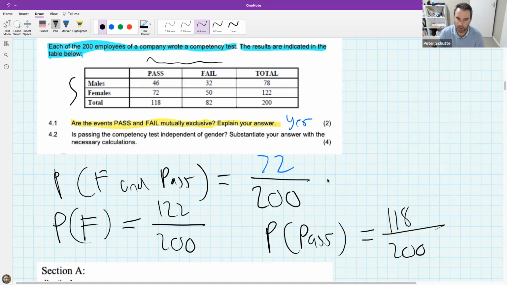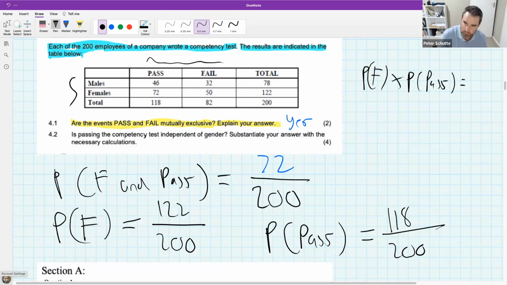Well, I suppose I should go, what is this times this going to be, and I'm going to use my calculator. So I get 122 over 200 times by 118 over 200.